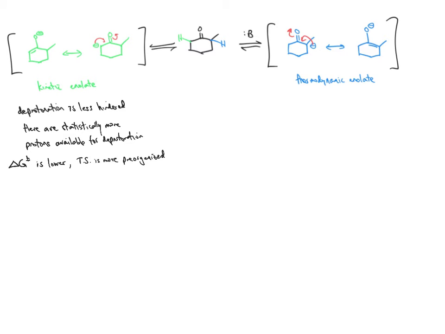So how might you favor the kinetic enolate? You favor the kinetic enolate by, one, using lower temperatures, so things like 0 degrees or minus 78 degrees Celsius. Two, using a bulky base, to disfavor deprotonation of the more hindered site.